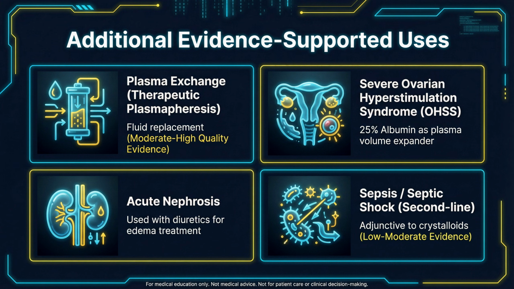Beyond those big 3, there are a few other accepted uses for albumin. These include fluid replacement during plasma exchange, managing severe ovarian hyperstimulation syndrome, and as an adjunct to diuretics for edema in acute nephrosis. It can also be considered as a second-line agent for volume resuscitation in sepsis or septic shock, though the evidence here is less robust.